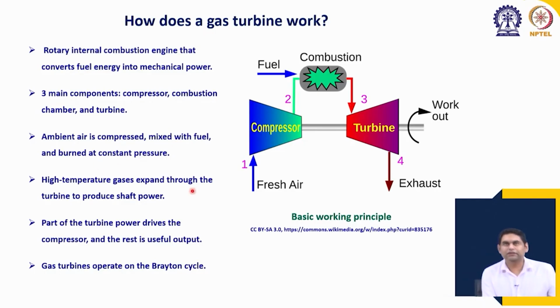High temperature gases expand through the turbine to produce shaft work. Part of the turbine power drives the compressor, the rest is useful output, or the rest is used for creating work output in some form. And the fundamental thermodynamic cycle for gas turbines is the Brayton cycle, and there are various modified versions of it, which we will study in the course.